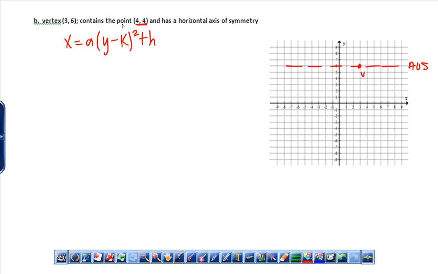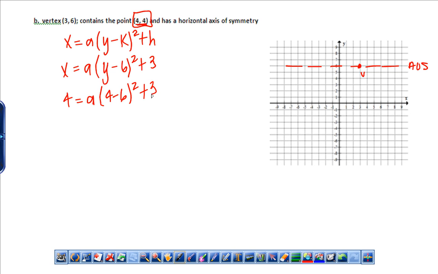Okay, let's fill in our vertex. Remember, this is backwards here, so this is going to be (y minus 6) quantity squared, and this is going to be plus 3. Now, the bad thing about this is that we don't have our a, but we do have this point. So I'm going to plug this in. So 4 is equal to a, and then (4 minus 6) quantity squared plus 3.